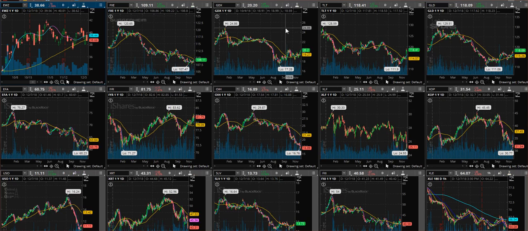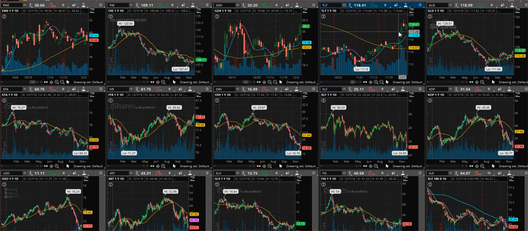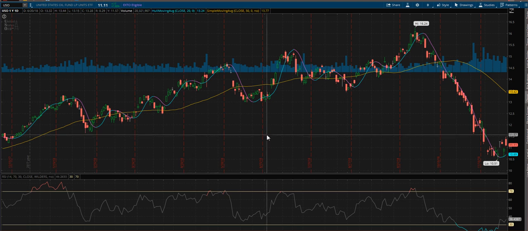We had gold continue its rally, right? So gold is continuing to move up pretty significantly. TLT didn't do anything, so we had this pretty massive gap, but since then TLT hasn't done anything. IYR was down, which was pretty good for our portfolio. Oil continues to remain interesting.